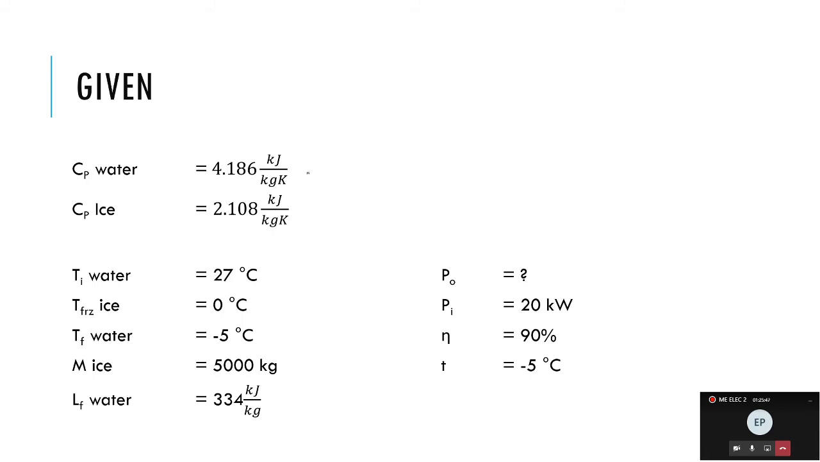They are constant. No? Specific heat of water is 4.186. Specific heat of ice is 2.108. The initial temperature of water is 27 degrees centigrade. We know, everyone knows that the freezing point of ice, when the water reaches 0 degrees centigrade, it will become ice, right? The freezing point of ice is 0 degrees centigrade. What about this? -5. That is the target, no? The target temperature for the ice from water, which is 27, to the ice, which is -5. No? What is the 5,000 kilogram? The mass of the water that we're going to convert into ice.